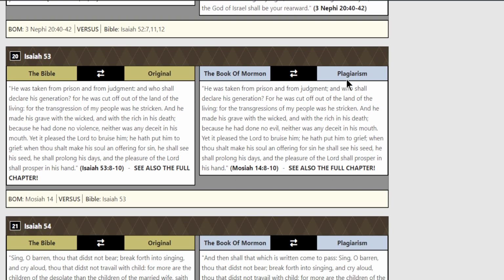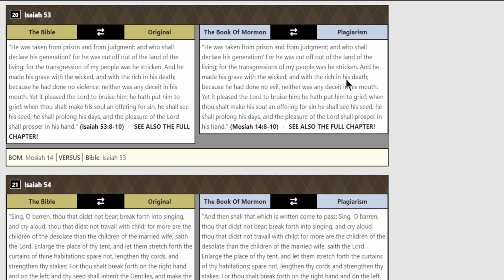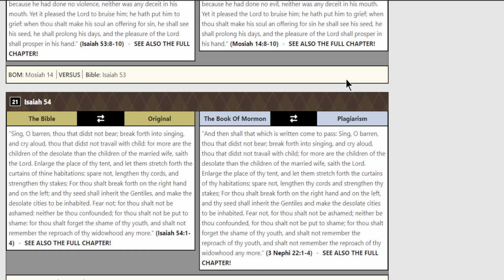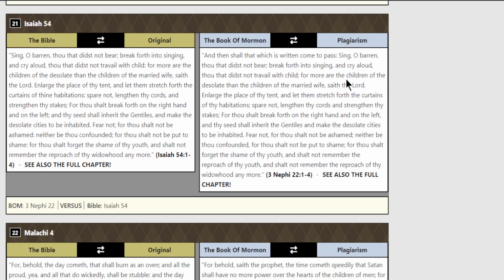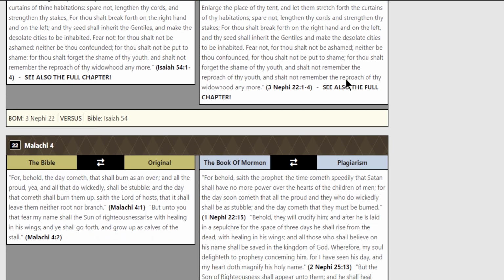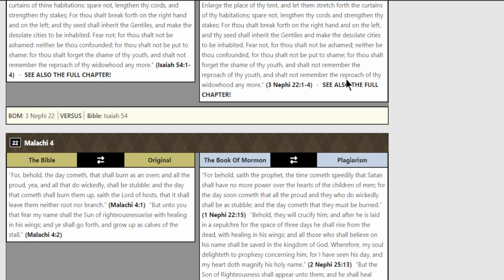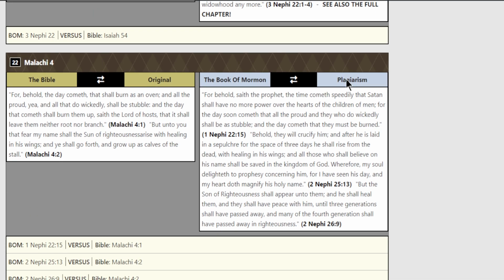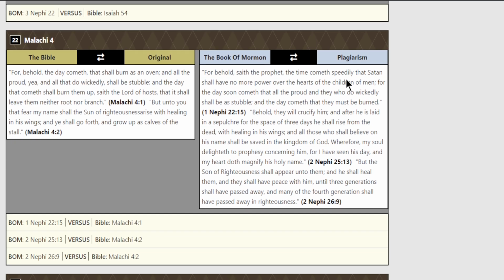I guess I was wrong. It went all the way to 54 in Isaiah. How interesting, huh? Then we have the Book of Malachi, where in 3 different verses in the Book of Mormon, it's pretty much a copy and paste from Malachi 1, Malachi 4, 1 and 2.